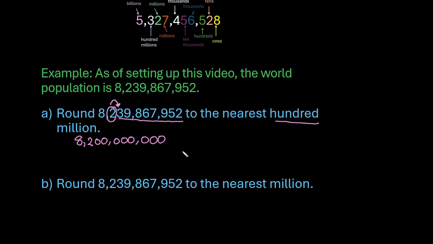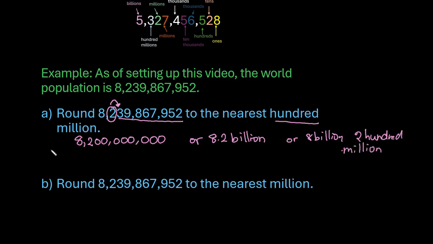A lot of times, instead of writing it like this, we might just truncate it to 8.2 billion, and that would be easier to work with. So you could also say 8,200,000,000, but most likely we would just do the 8.2 billion.